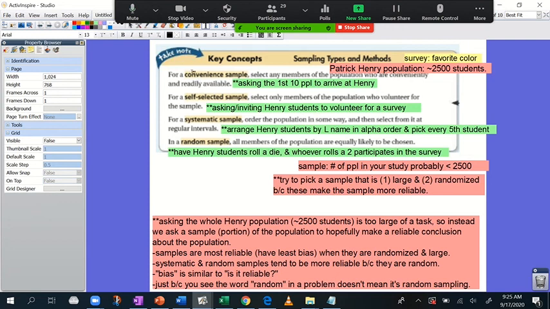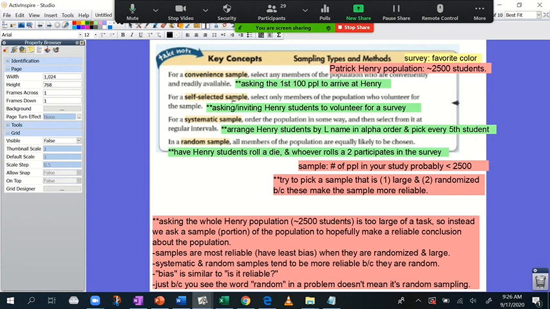So there are 4 types of samples you can use. Let's say that you ask the first 10 people to arrive at Henry. That's a convenient sample. It's just convenient. You're just going to wait and ask the first 10 people to get to Henry. Let's just make it more realistic, a better number: 100 people to arrive at Henry.